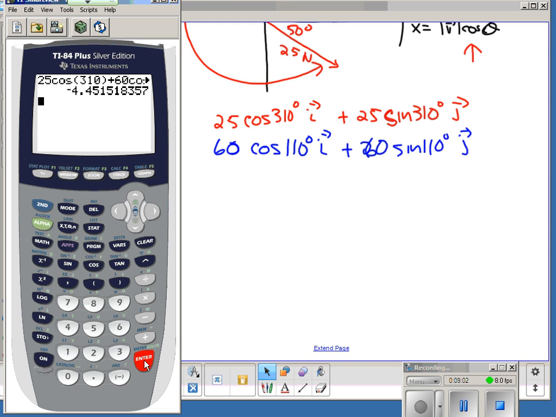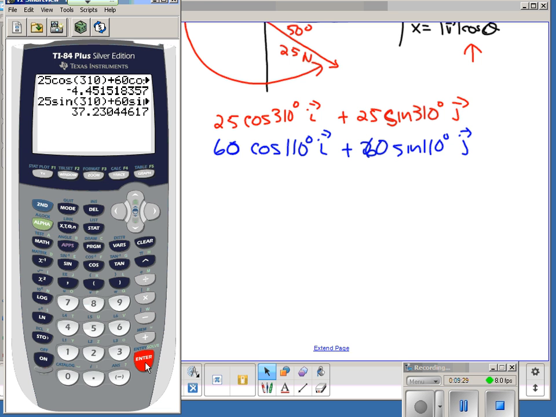I'm going to do the same thing for my y's, and so I have 25 sine of 310 plus 60 sine of 110, and I'm going to store that in alpha y. I know this is going to be in my y.